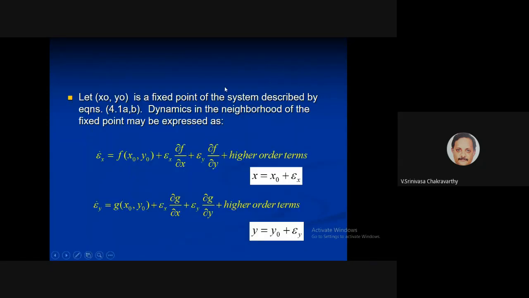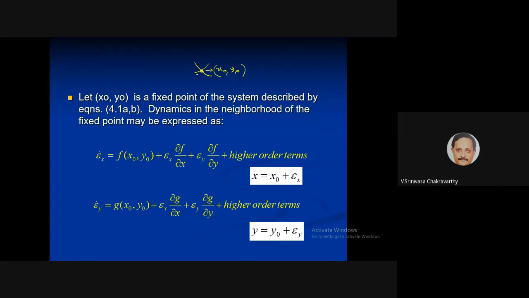So finding the fixed point is a crucial part of this analysis. So how do you do that? You define x and y in terms of new variables, epsilon x and epsilon y. So let us say this is the fixed point, and at that point I'll call it x naught and y naught.